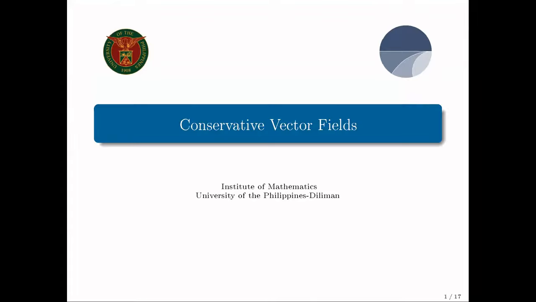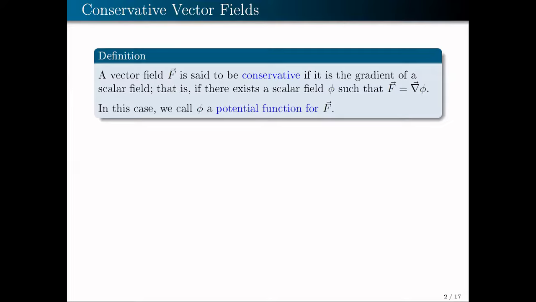This lecture video is about conservative vector fields. So to start, here's the definition of a conservative vector field. We say that a vector field F is conservative if it is the gradient of a scalar field. That is, if we can find a scalar field phi such that its gradient is equal to the vector field F, then we say that F is conservative. In this case, the scalar field phi is called a potential function for the vector field F.